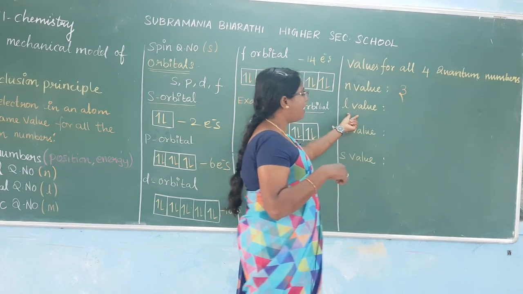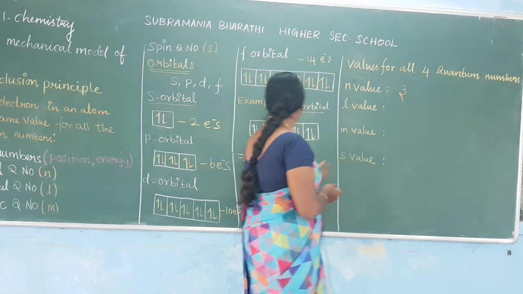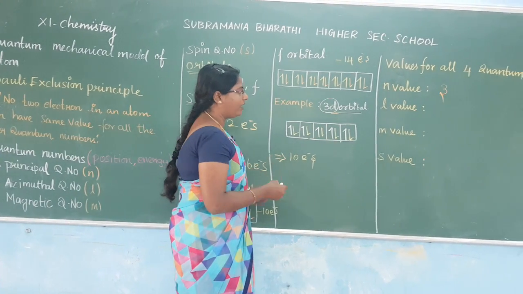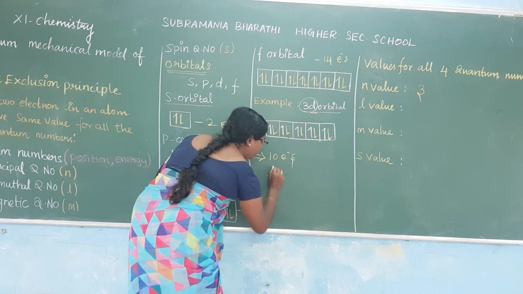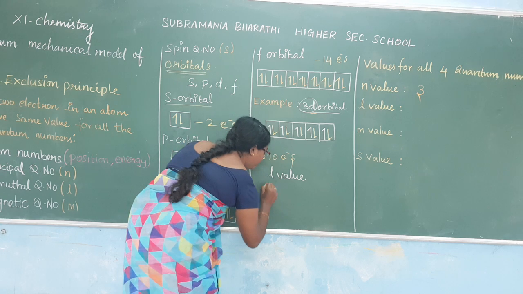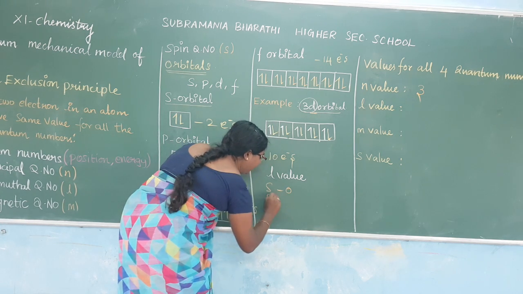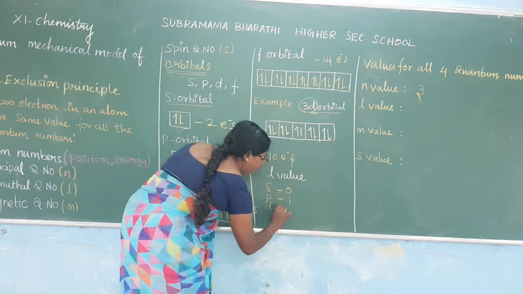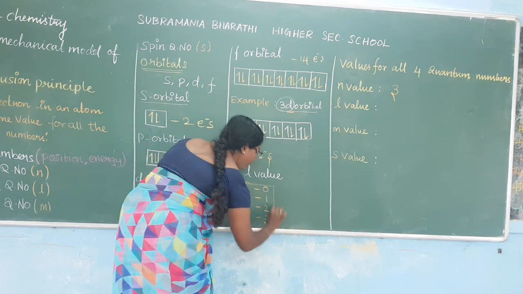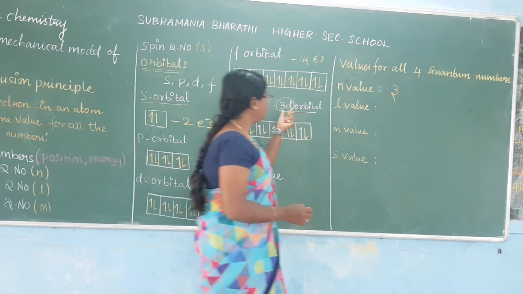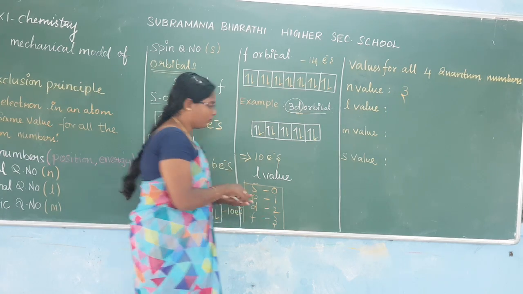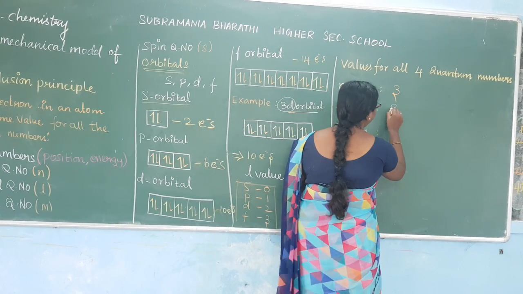Then we have to find the value of L. L is nothing but the azimuthal quantum number. In the last video itself I covered the value of L. The L value for the s orbital is 0, for the p orbital is 1, for the d orbital is 2, and for the f orbital is 3. So this is the value of L. In this case, what example have I taken? The d orbital. For the d orbital, what is the L value? 2. So let me write the value here.